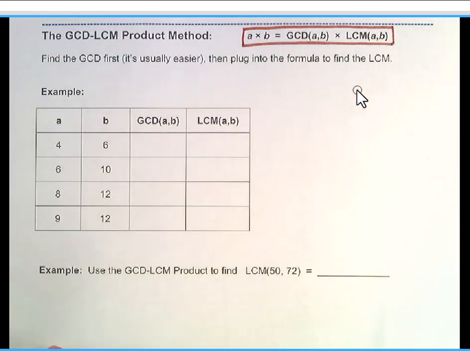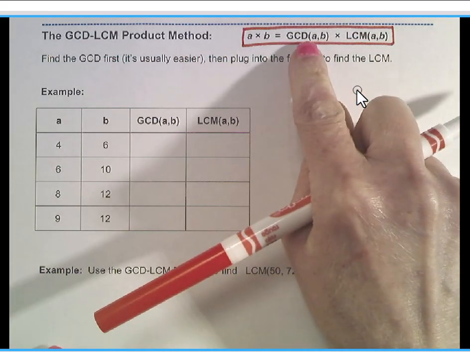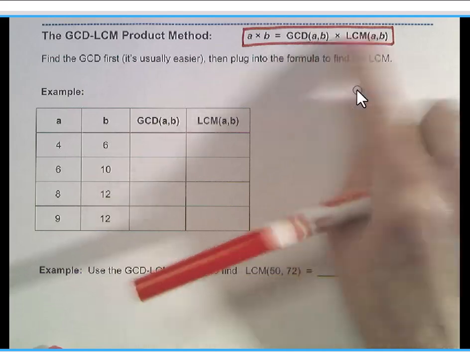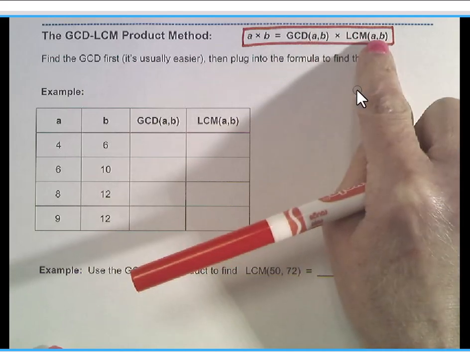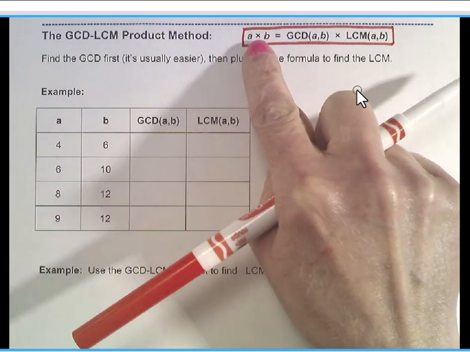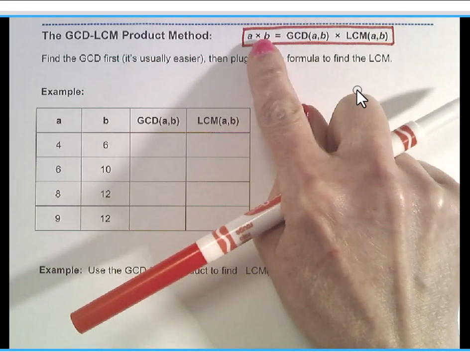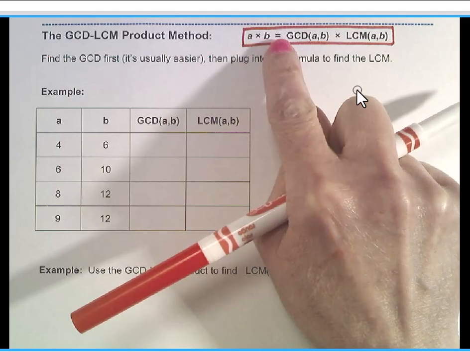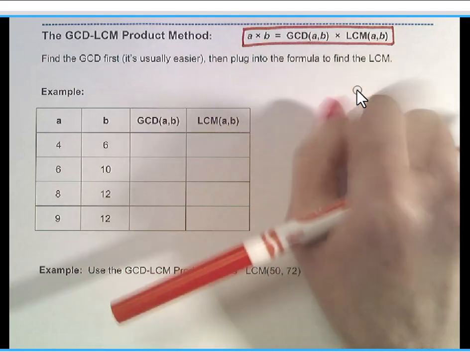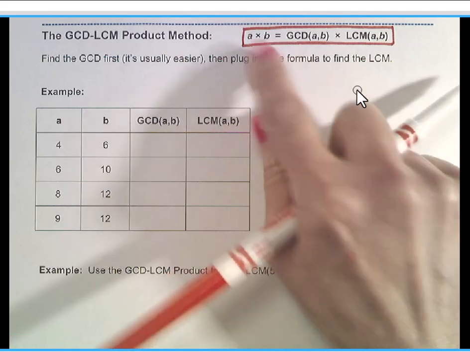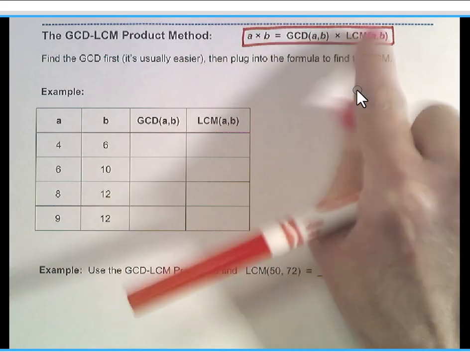It turns out if you're trying to find the GCD of two numbers A and B, or the LCM of two numbers A and B, A times B, if you multiply the two given numbers, will be the same thing as the GCD times the LCM. So if you at least know three of these, you can find the fourth.